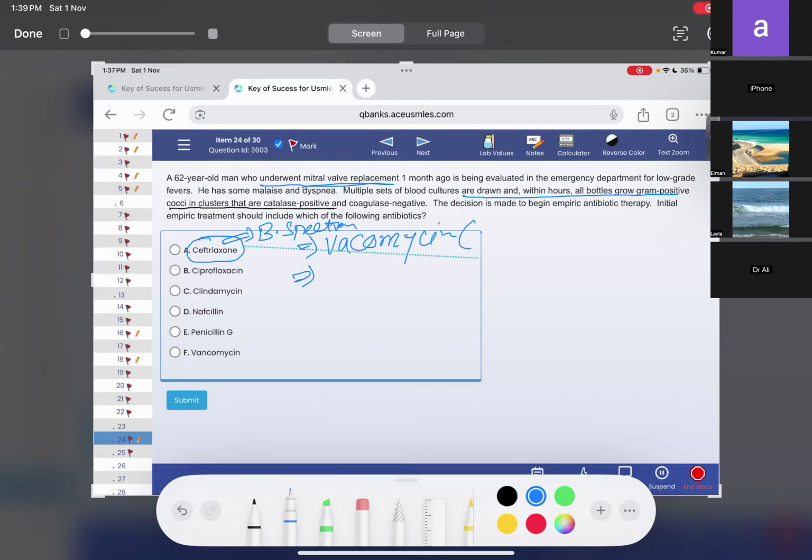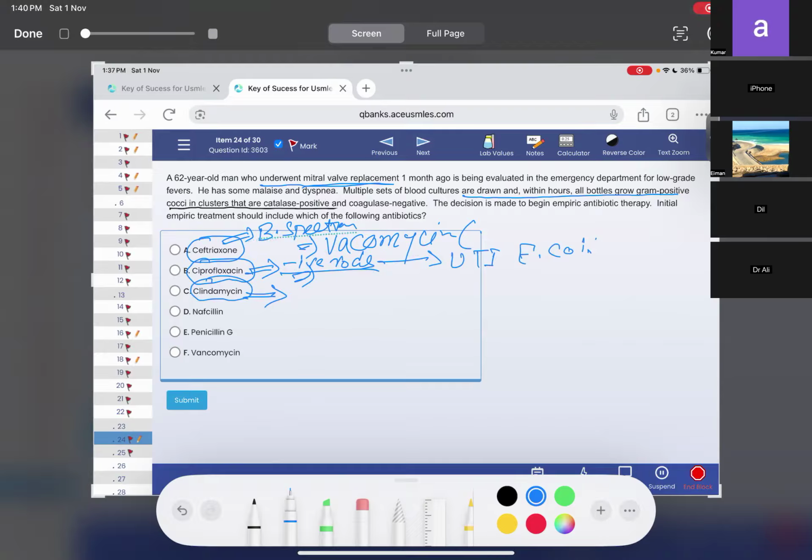Ciprofloxacin is very much for gram-negative rods, for UTI. In a UTI, the most common bug is E. coli, which is a gram-negative rod.